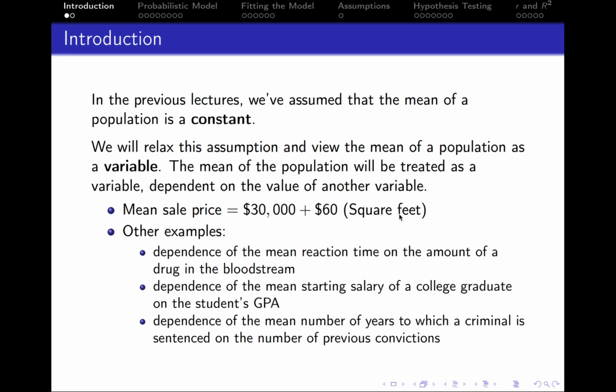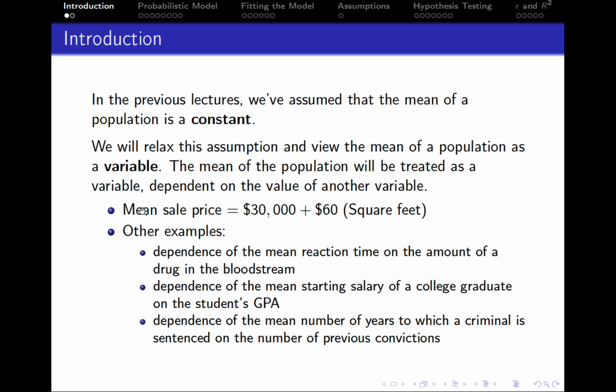Another example of such a dependence could be the dependence of the mean reaction time on the amount of a drug in the bloodstream, or the dependence of the mean starting salary of a college graduate on the student's GPA. And another example could be the dependence of the mean number of years to which a criminal is sentenced on the number of previous convictions.